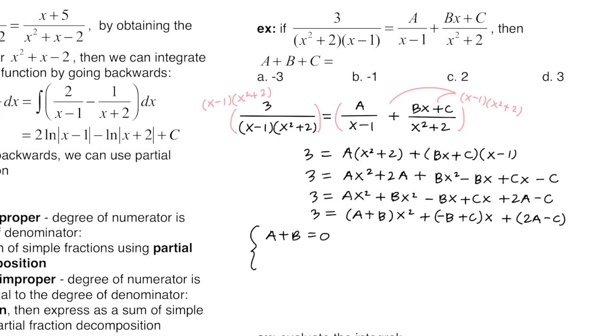For our x term, we have negative B plus C as the coefficient, and there's no x term over here, so we're going to do the same thing. We're going to set negative B plus C equal to 0. And then finally on this side, we have 2A minus C as the constant, and over here we do have a constant, so we're going to set this constant equal to this constant. So we have 2A minus C equals 3. Since we have 3 equations and 3 variables, the first thing I want to do is combine these top 2 equations.